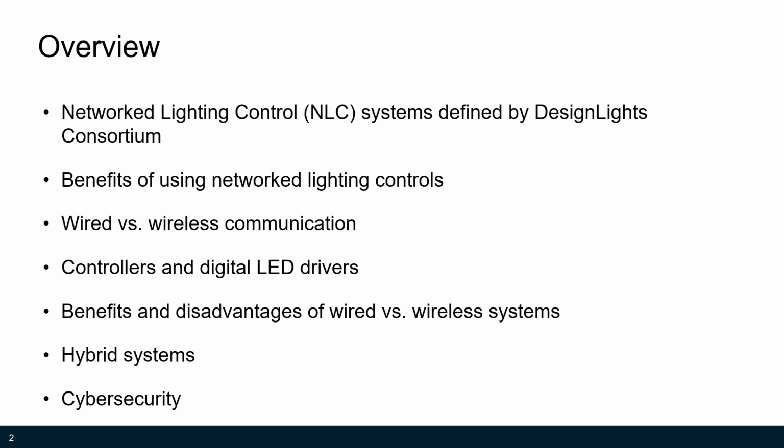We'll talk about benefits of using these systems, wired versus wireless communication, controllers as opposed to digital LED drivers. We'll look at the benefits and disadvantages of using a wired versus a wireless system. We'll talk about situations where you might use some kind of hybrid of that, and we'll touch on cybersecurity.